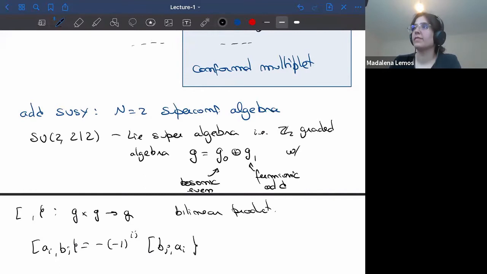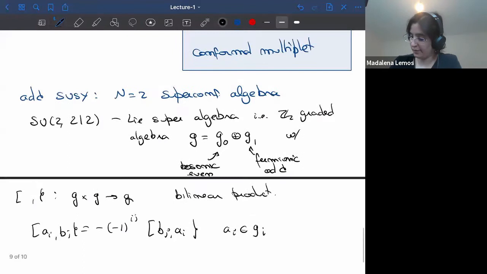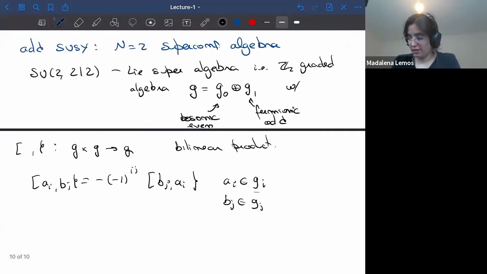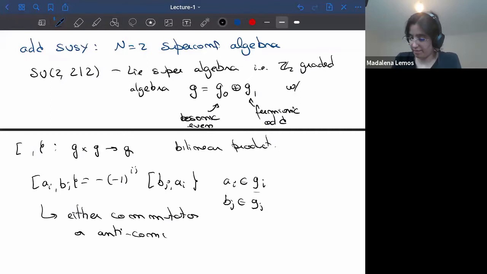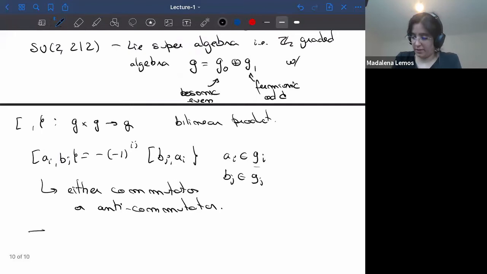Where I'm using the I to say that A_I is in G_I and B_J is in G_J. And then here, there's this sign that depends on whether it is. So again, for physicists, this is just saying that if they're both fermionic operators, you have the anti-commutator. And if one of them is bosonic, then you use commutators. Okay, and this product is consistent with grading.